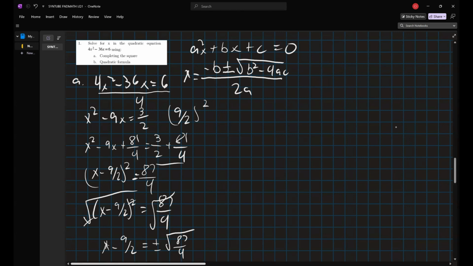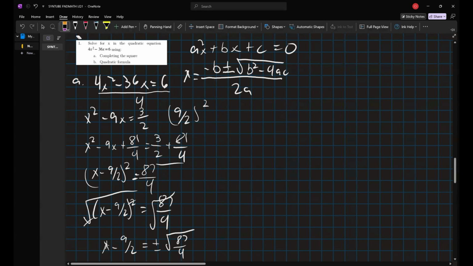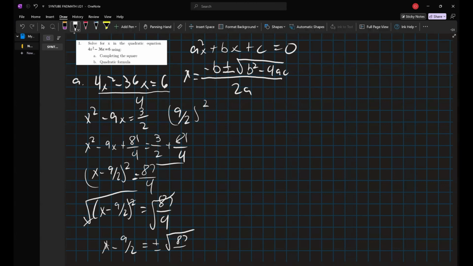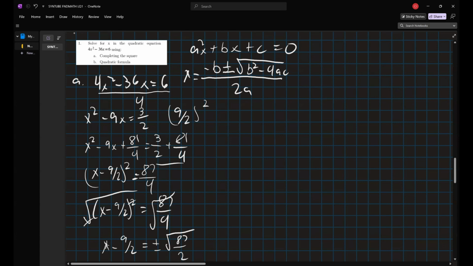And we just have to transpose 9 halves to the other side. Or rather, we can take the square root of the denominator here, so that would give us the square root of 87 over 2. That gives us x equals 9 plus or minus the square root of 87, over 2. So that's our x using completing the square.